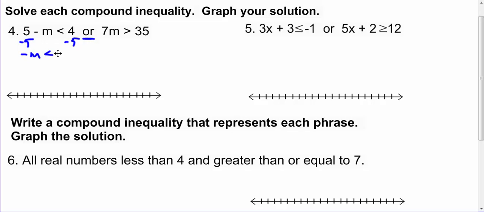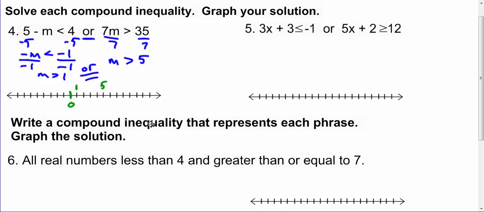So negative m is less than negative 1. And then you need to divide each side by negative 1 so we can get rid of that pesky negative sign. And we'd have m is greater than 1. The other inequality is a little bit faster to solve. Just divide by 7. And we get m is greater than 5. Now remember, the word here is or. Alright, so what I'm going to do is actually just pick a spot on this graph to decide. That will be 0 right there. And that means this right here would be 1, 2, 3, 4, 5.